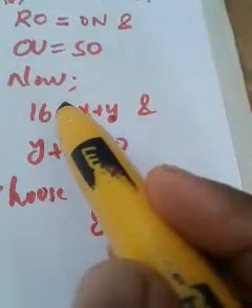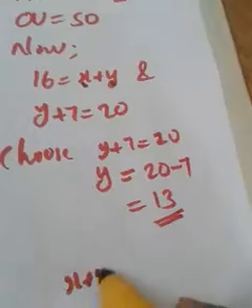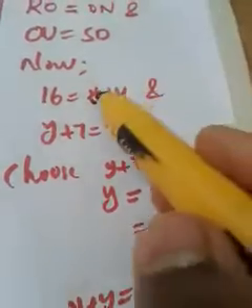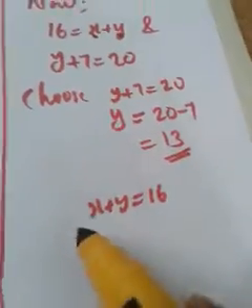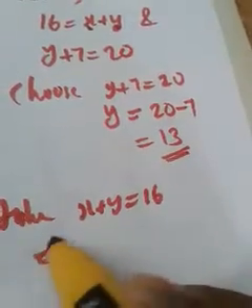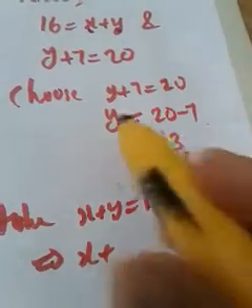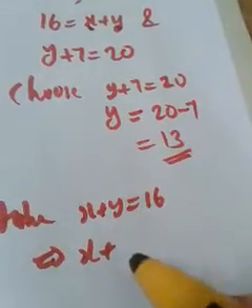And now it is time to take the first expression. The first expression was x plus y is equal to 16. Take that expression, x plus y is equal to 16. So x we don't know, but we got the value of y as 13. So substitute y as 13 here.